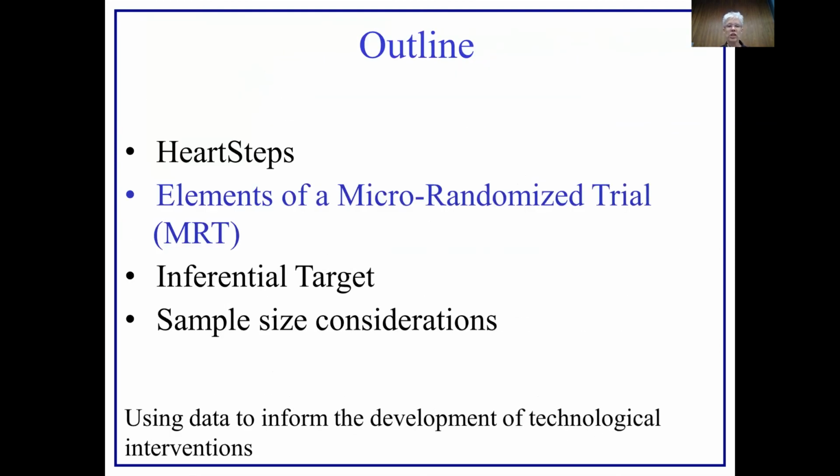So what we're going to go to is a micro-randomized trial, and this is the trial we ran, and we're going to run 2 more of these trials in the HeartSteps project. So what are the elements of a micro-randomized trial?